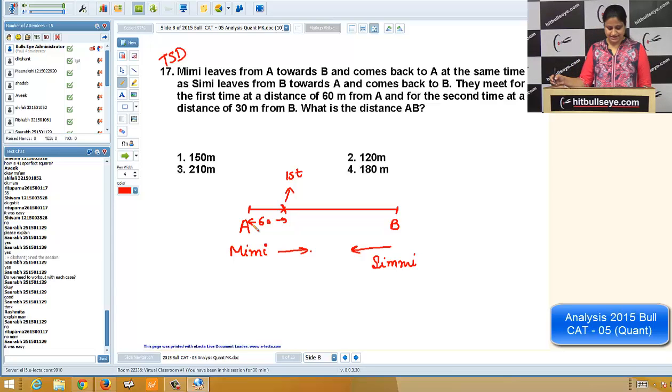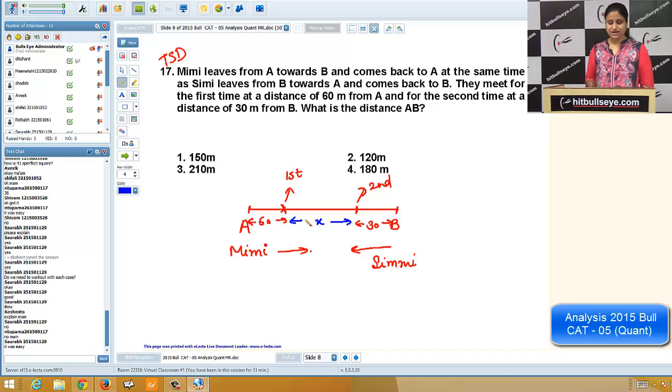And for the second time at a distance of 30 meters from B. That is the second meeting point. Okay, what is the distance AB? We want to know the distance AB. So basically, we want to know this distance. So my answer will be x plus 60 plus 30.